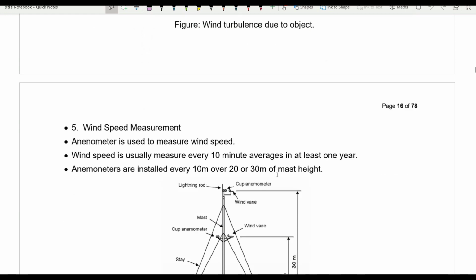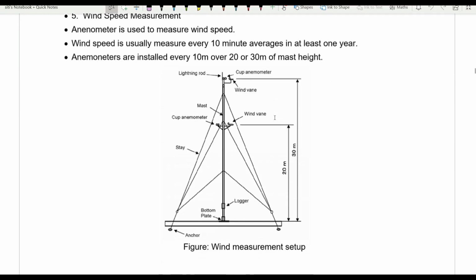Number 5, wind speed measurement. So an anemometer is used to measure wind speed. Wind speed is usually measured every 10 minutes, averaged over at least 1 year. Anemometers are installed every 10 meters over a 20 or 30 meter mast height.